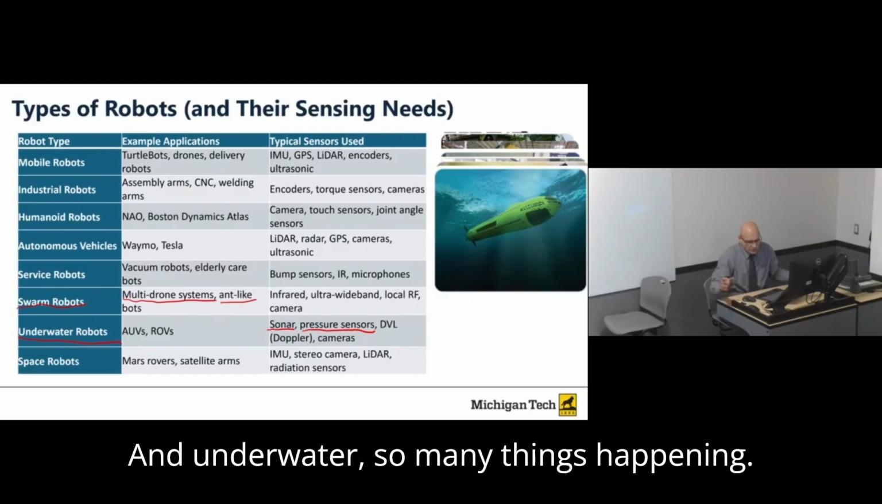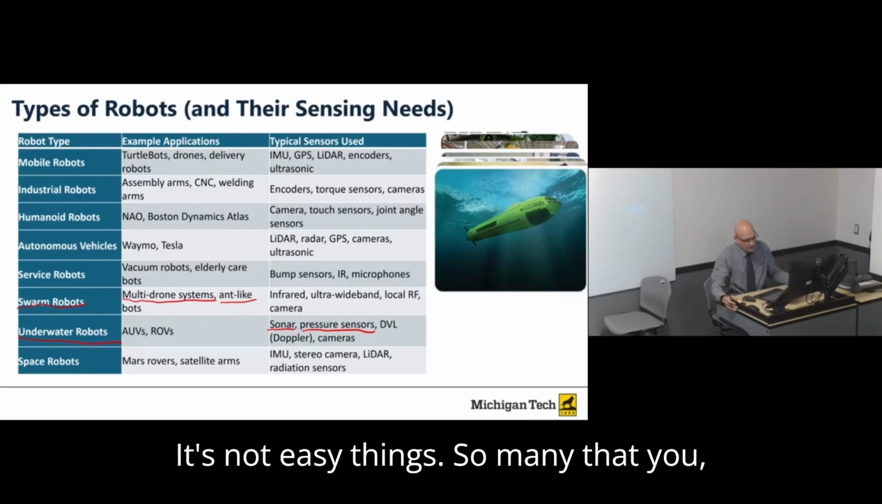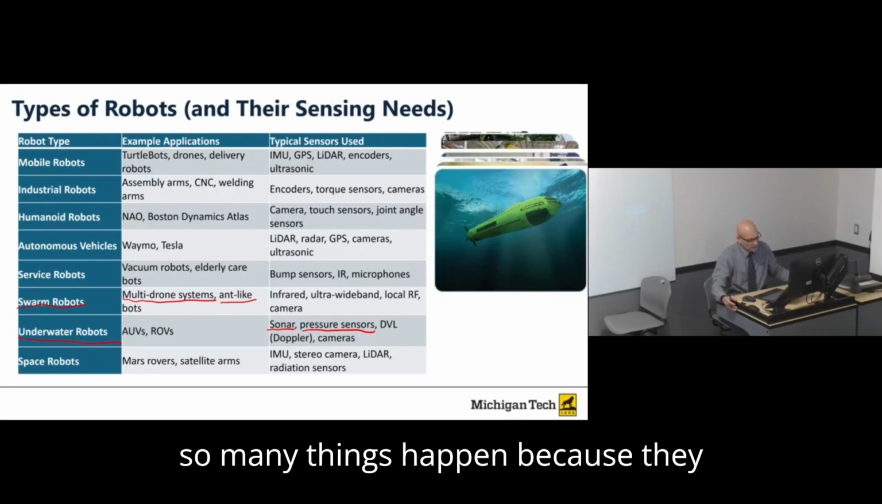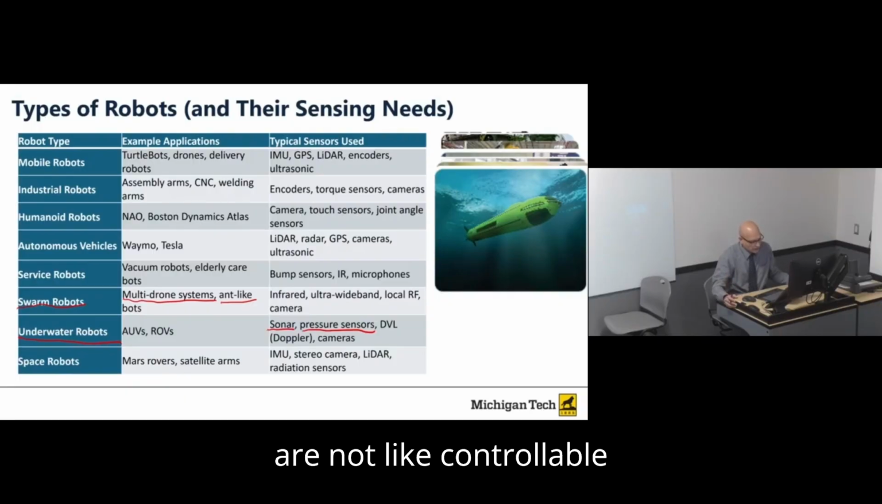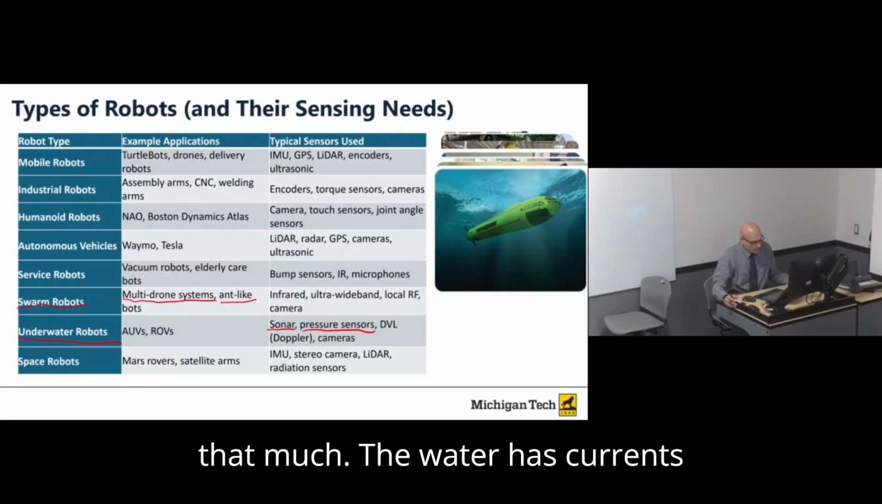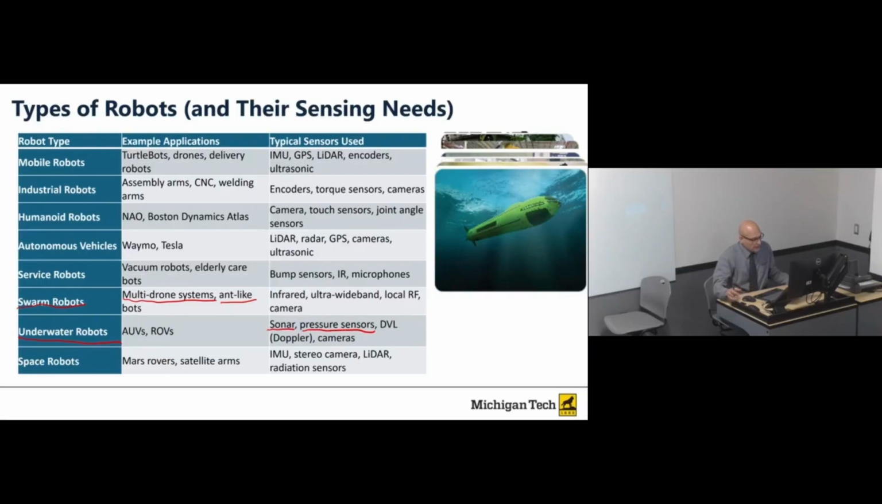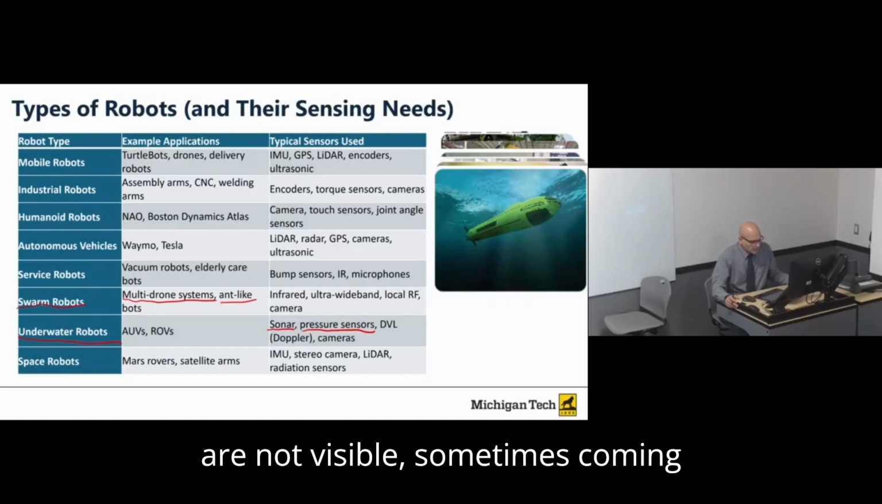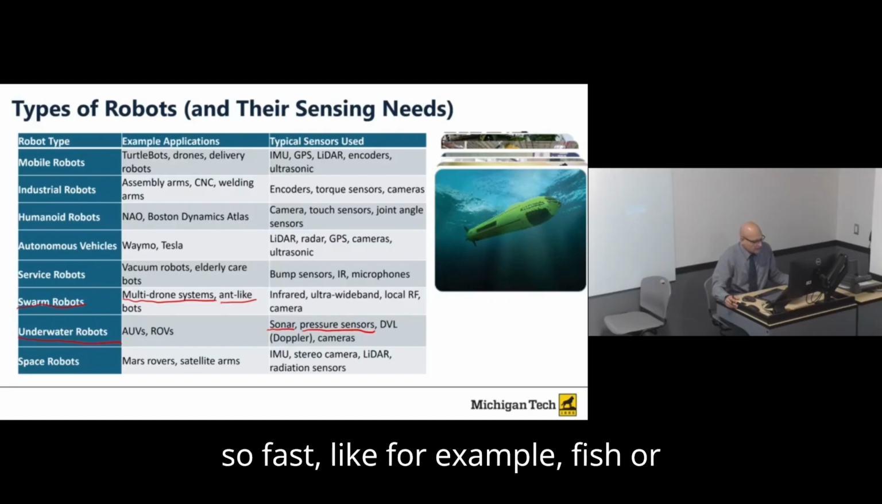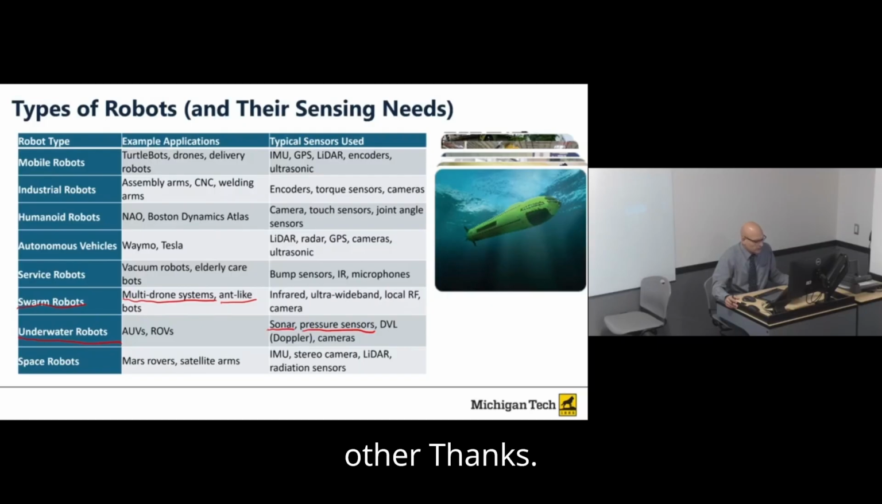And underwater, so many things are happening. It's not easy. Things are not that controllable. The water has currents, and obstacles are not visible, sometimes coming so fast, like for example fish or other things.